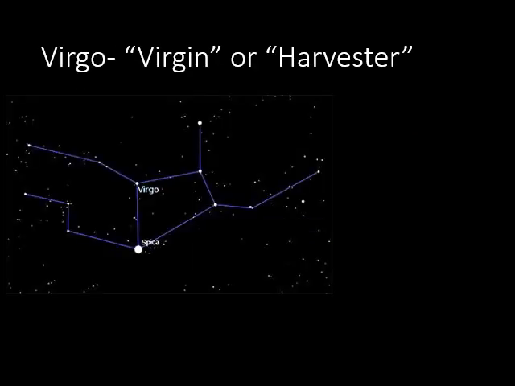All right, let's move on to our next constellation, Virgo the Virgin. In most Greek and Roman mythology, she is called the Virgin, although in some of the stories she often personifies the Greek goddess Persephone, and Persephone is the harvester. So sometimes you will see her referred to as the Virgin, and sometimes you'll see her as the harvester.